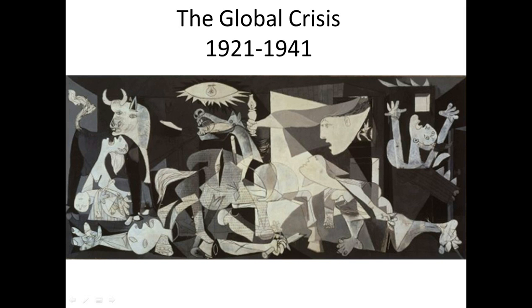Last three chapters talking about domestic affairs in the United States. And now we're going to take a minute and look at foreign policy between 1921 and 1941.